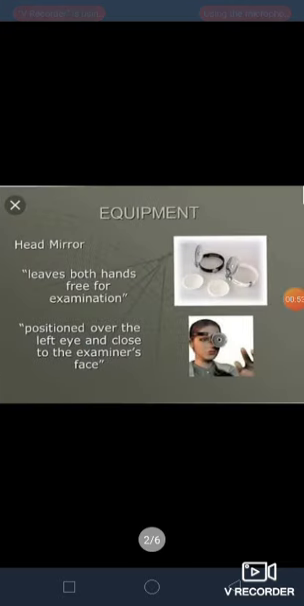Then what is the importance, what is the advantage of this head mirror? It leaves both hands free for examination and for the procedure also. The head mirror is usually positioned on the left eye, otherwise there is a choice for the examiner, and it is positioned close to the examiner's face. You can see in this image, this is the head mirror.